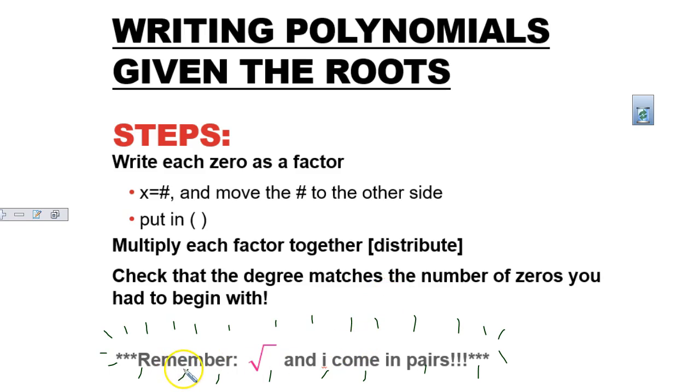Remember, we've seen this in practice as we've been solving them, but anytime you have a square root, a radical root, you always end up with a pair, a positive one and a negative one. The same thing is true of imaginary roots. They always come in pairs as well.